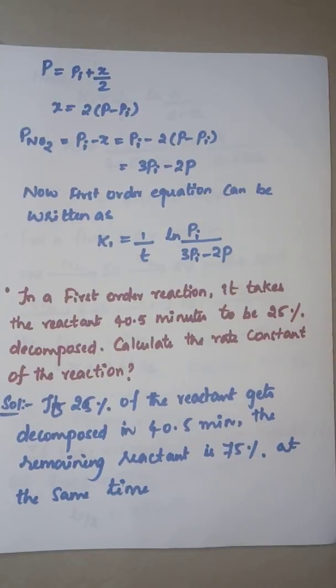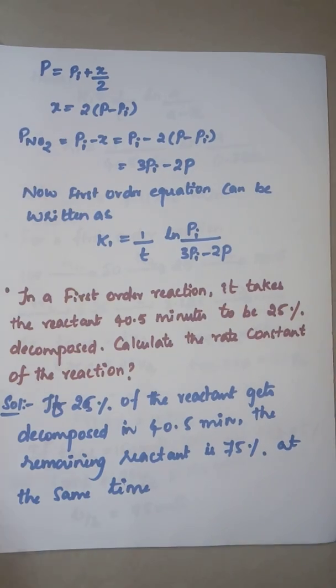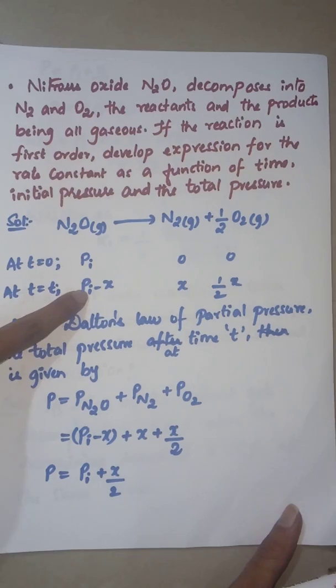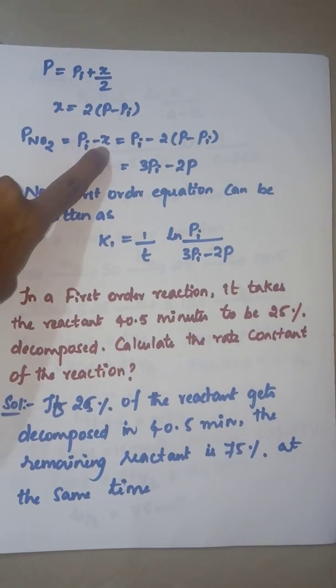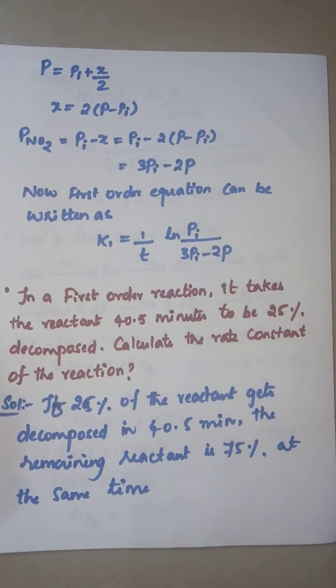Now, what we actually have to find out is K equals 1 by t ln a by a minus x, for a general first order reaction. In terms of pressure, it is Pi by Pi minus x. Now we are trying to find out the Pi minus x value. So how do you find it? Pressure of NO2, that is this particular thing. I have written NO2, sorry, it is N2O. Okay, this is N2O. So N2O at time t is Pi minus x, and that particular value we want. So Pi minus x, just substitute the x value over there. Okay, I'll just correct this now.